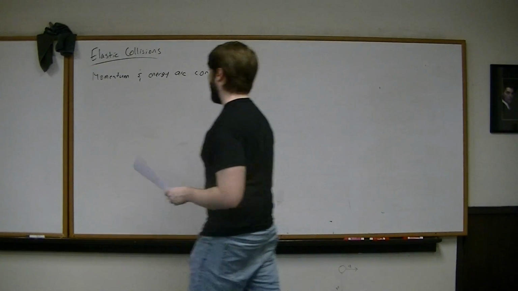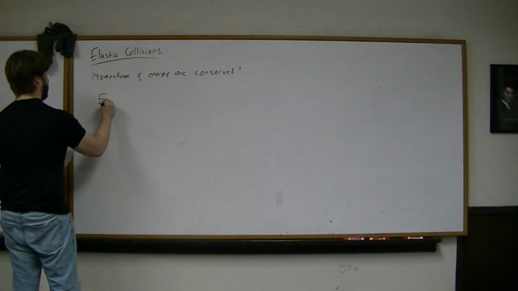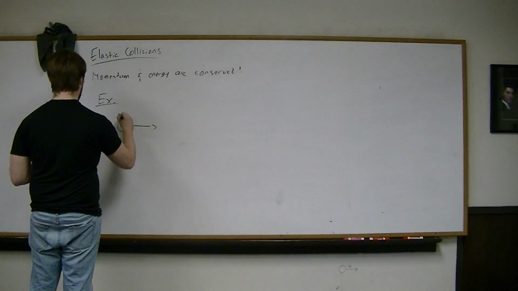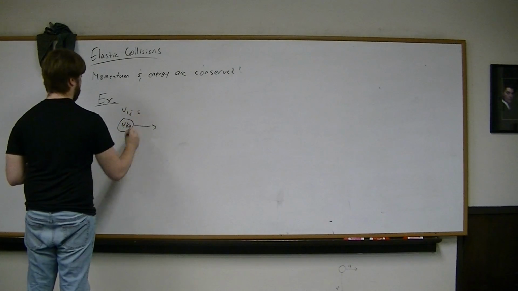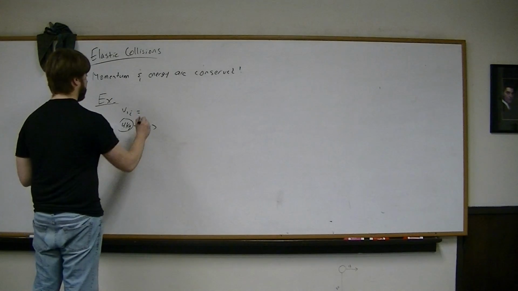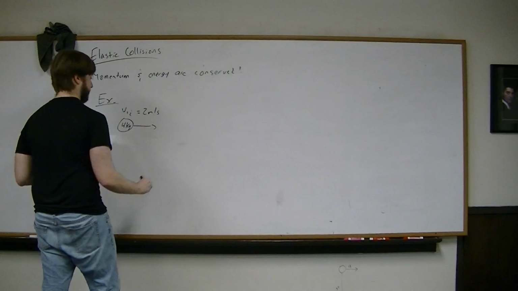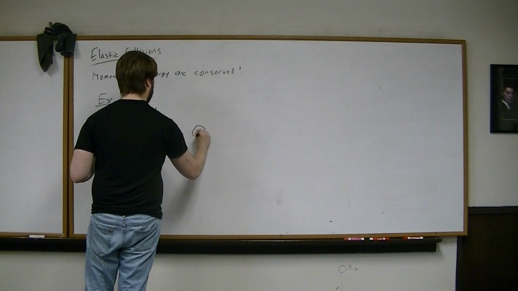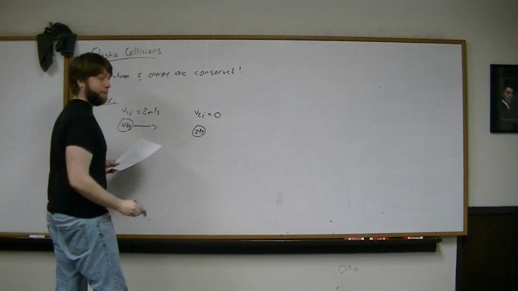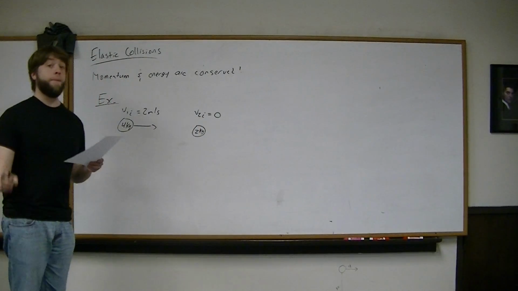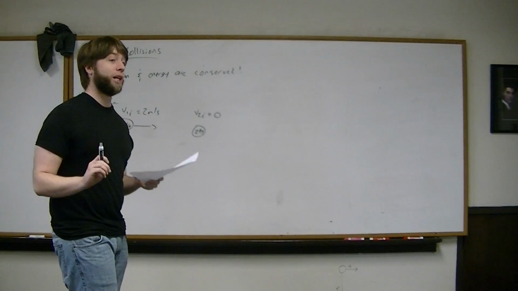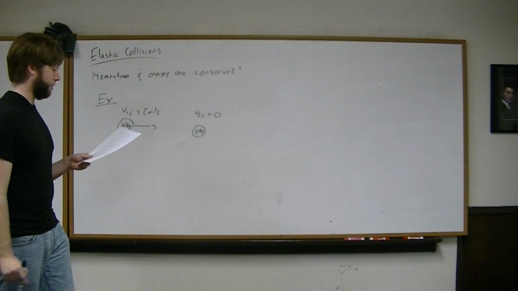So let's do an elastic example. In an elastic collision, let's have a 4 kilogram mass coming in, and the initial velocity for the first mass, V1 initial, is 2 meters per second. Let's make it easy. Let's have a 2 kilogram mass, and the velocity of the second mass initial is equal to 0. Be careful with your notation on this, okay? Be super careful. You're going to have a lot of velocities flying around, okay?